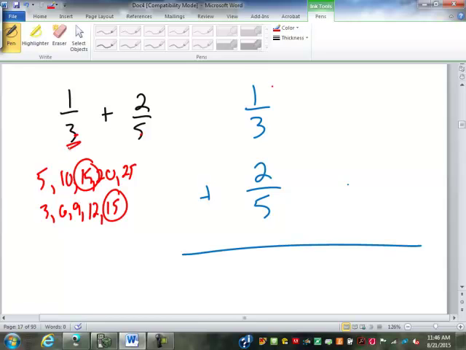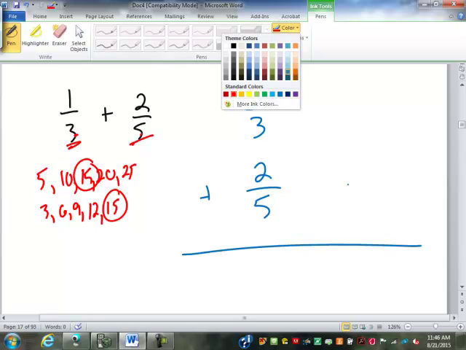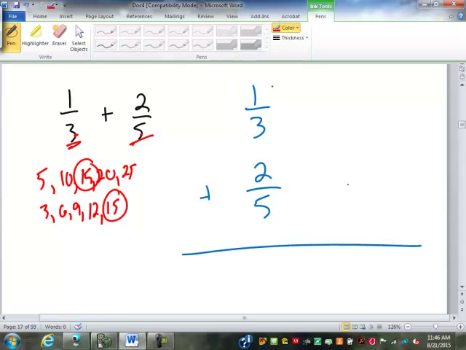Another possibility is you can always just multiply them together. 3 times 5 is 15. That won't always give you the smallest one. We've always been taught you need that least common denominator, which again is kind of a lie. Any common denominator will work. It's just the least common denominator is the one that's the least amount of work. So we got 15 as our common denominator.